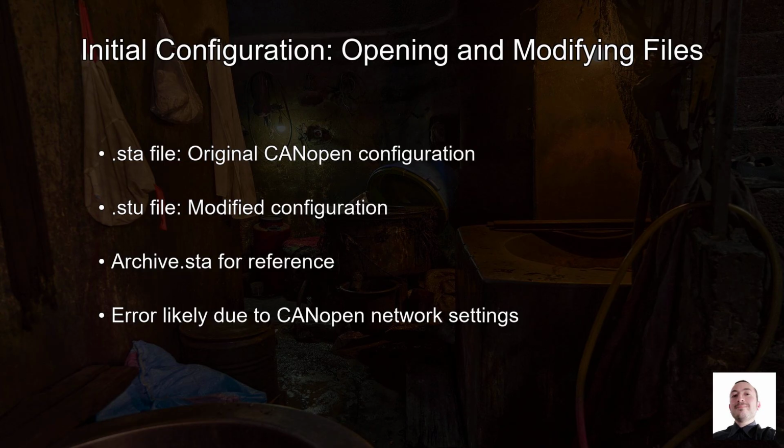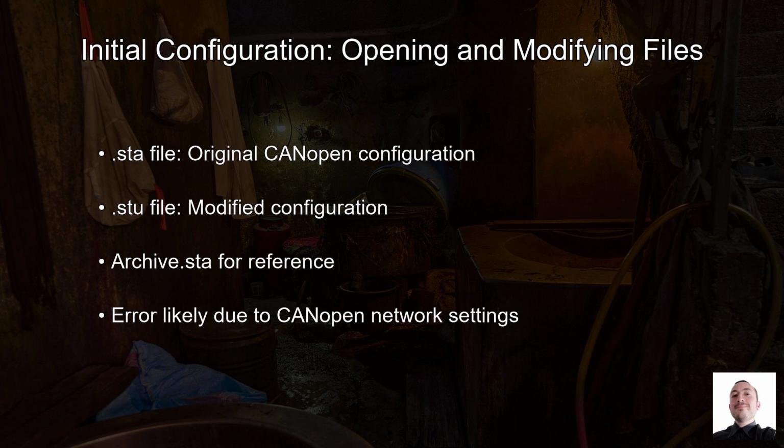Now, let's delve into the initial configuration process. Begin by launching Unity 3.0 SP2. Navigate to the File menu and select Open. Locate your SP2 file, which contains the CANopen network configuration. Once opened, you can make modifications as needed. After editing, save the file with a new name, preferably with a SP2 extension to avoid confusion.